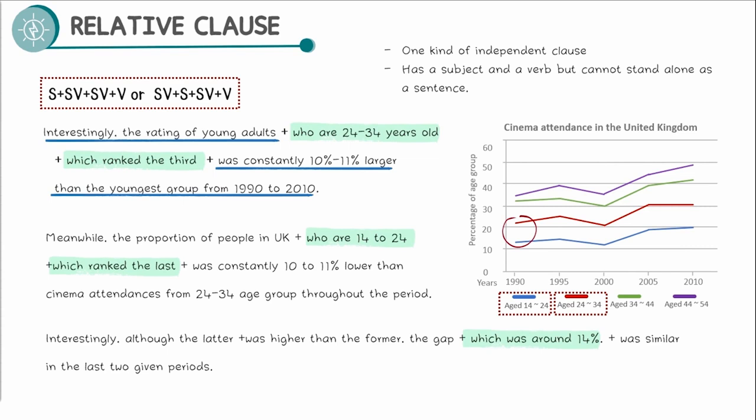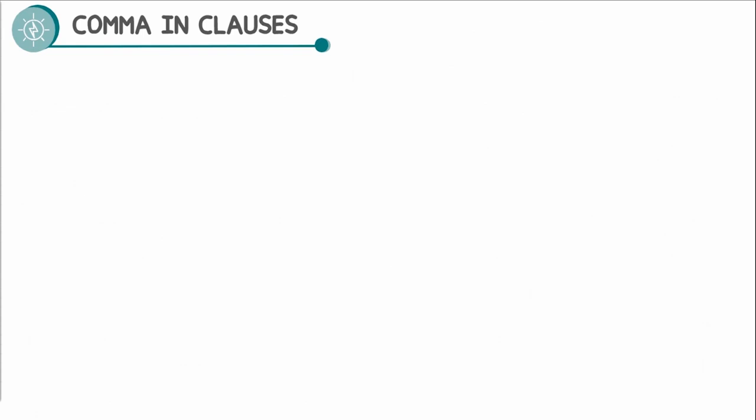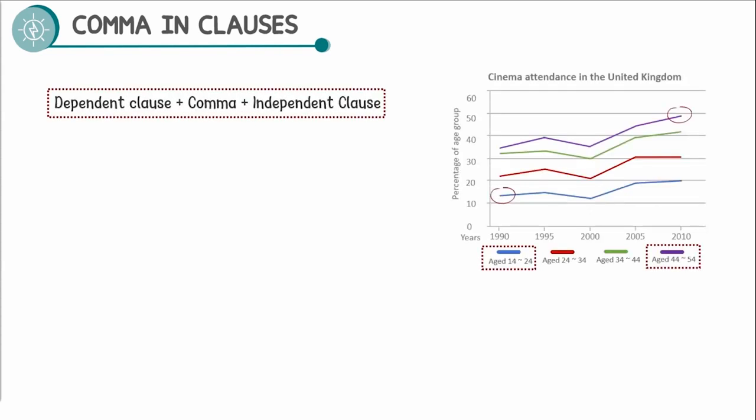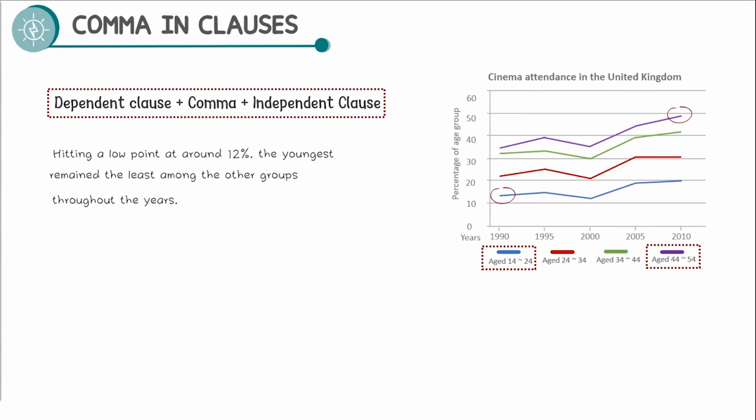The use of comma in clauses can also be used instead of using a subordinating conjunction to show comparison in your data. The pattern will be dependent clause plus comma plus independent clause. For example, in the given graph, hitting a low point at around 12%, the youngest remained the least among the other groups throughout the years.